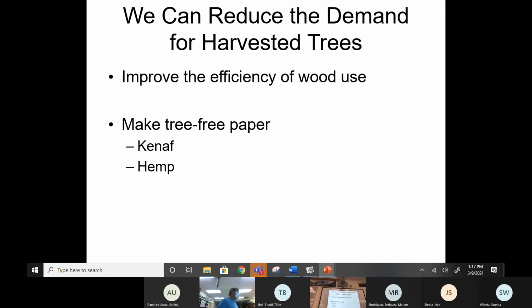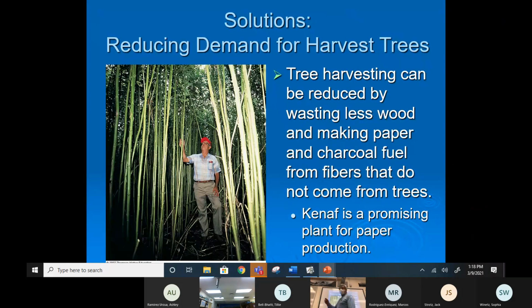So what can we do to reduce our demand for trees? Well, we can use wood more efficiently. We can make paper out of materials that are not trees, that grow back rapidly, such as kenaf and hemp. This photo is showing this kenaf plant. Basically, they look like very small trees, and you grind them down into fibers, and then the fibers you roll out into paper. So these are a couple alternatives.